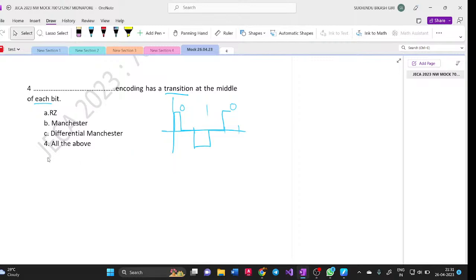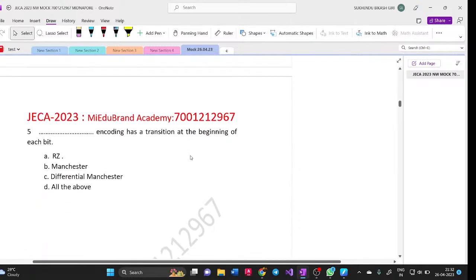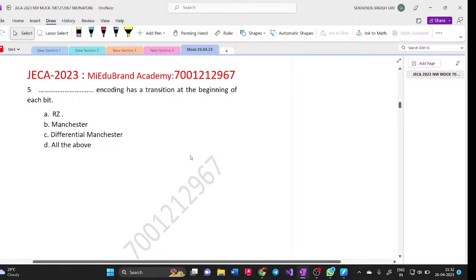Right answer is option D, all of the above. Because in return to zero, we transit at the middle of each bit, and for Manchester and differential Manchester, both are similar types, and we transit at middle of each bit. So right answer is option D. Clear? Next, answer the question 5.